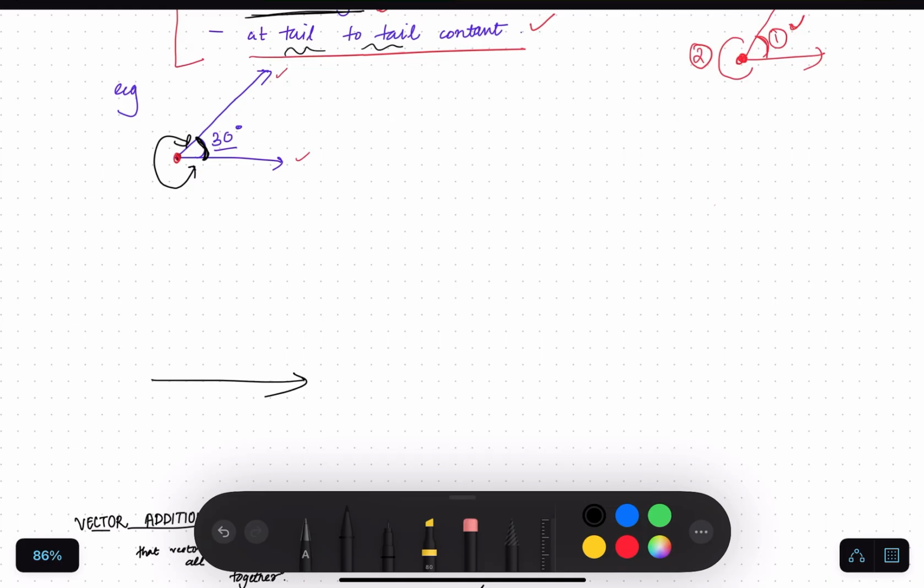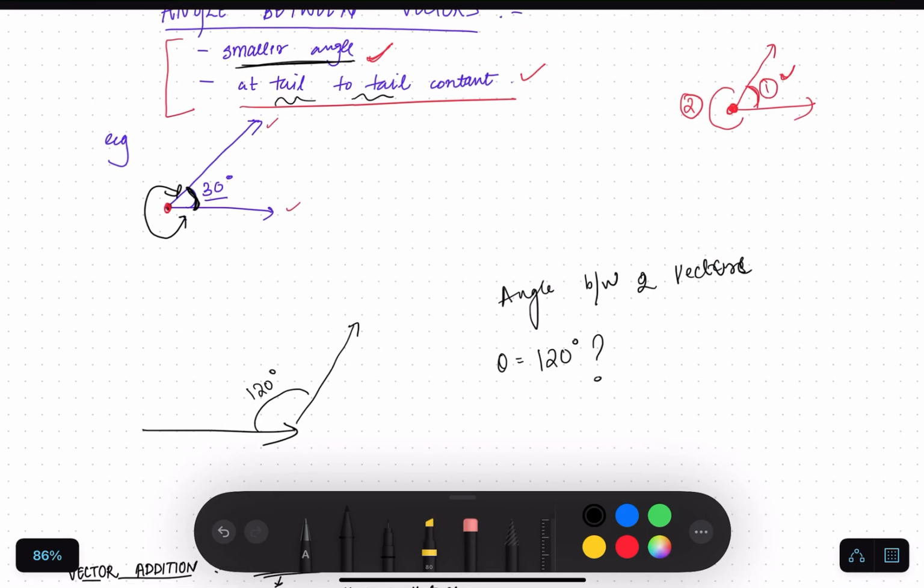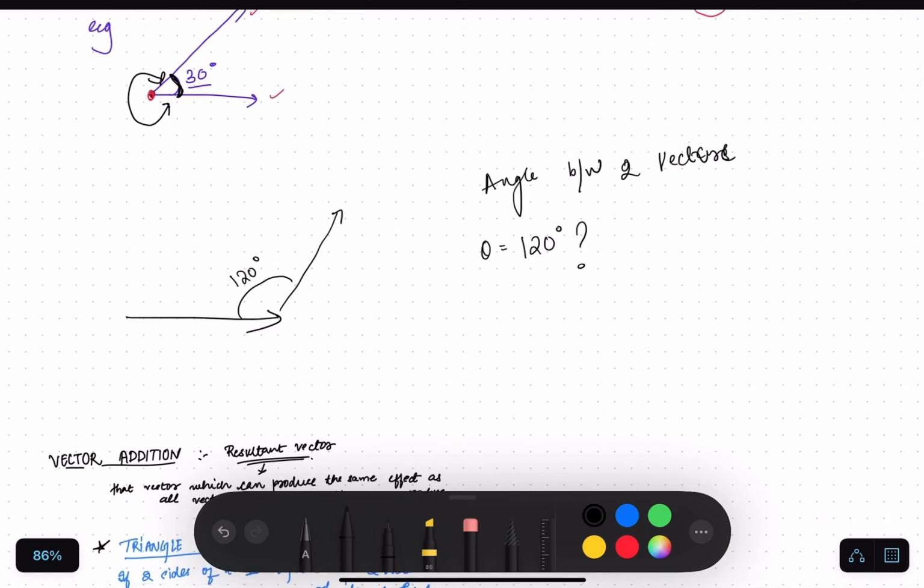For example, if you are given a question like this, these are the two vectors and they have an angle of 120 here, and the question is asking what is the angle between these two vectors. Okay. So what do you think the answer would be, 120 degrees or what? No, the answer is not 120 degrees, because we should go back to this definition, and it said tail to tail contact. So according to the question, is this a tail to tail contact? No, it is not a tail to tail contact.